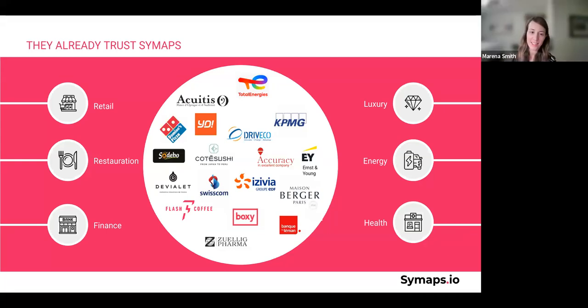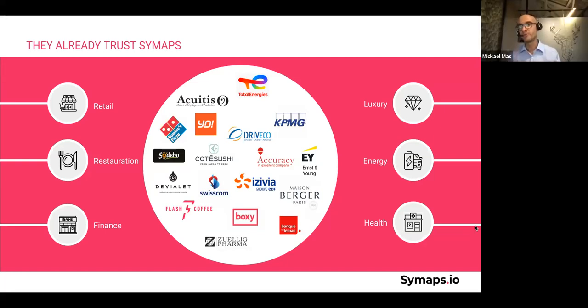It's such a fascinating range of different companies and different use cases, all using location intelligence. So I think, can you just tell us a little bit more about the types of questions and types of challenges that Symaps is helping clients answer?